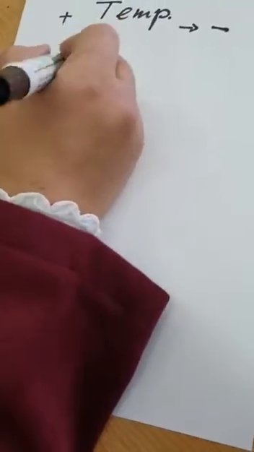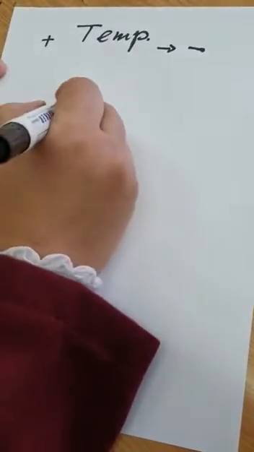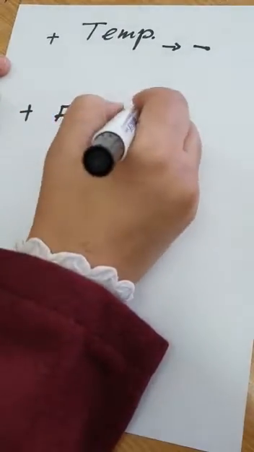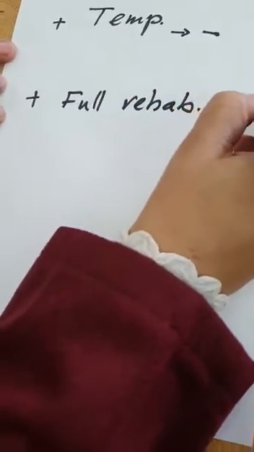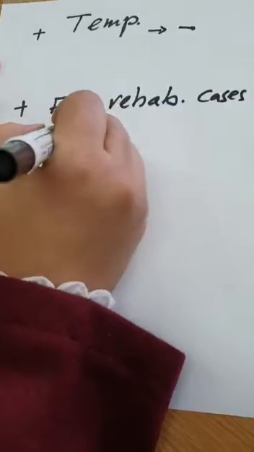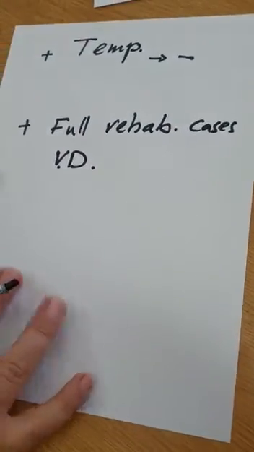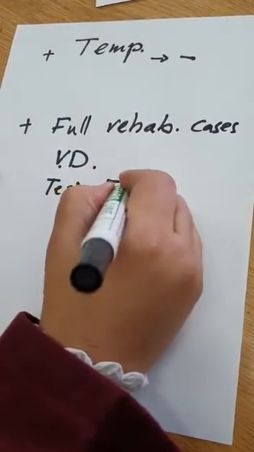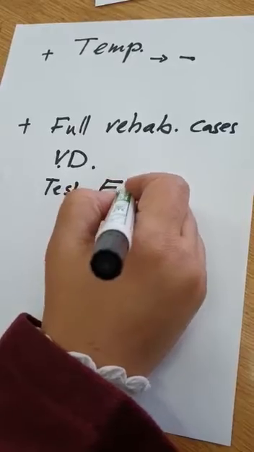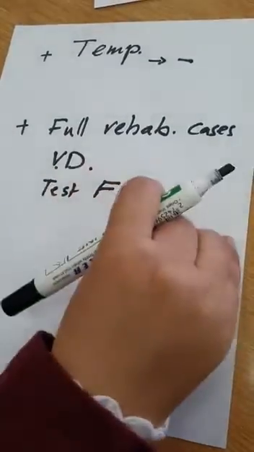Okay. The final thing that I could think about, you might find other functions for the temporization, is in cases for full rehab. For rehab cases where we are increasing the vertical dimension of teeth, we want to study how much vertical dimension I can add, and I want to test the freeway space that I have inside the patient's mouth clinically. So I have posterior teeth also included.